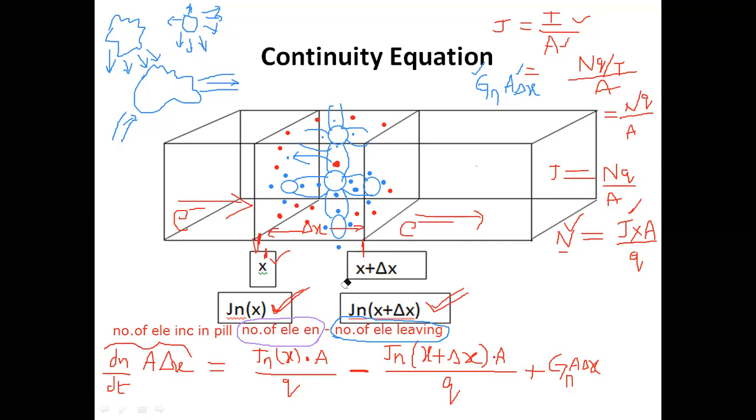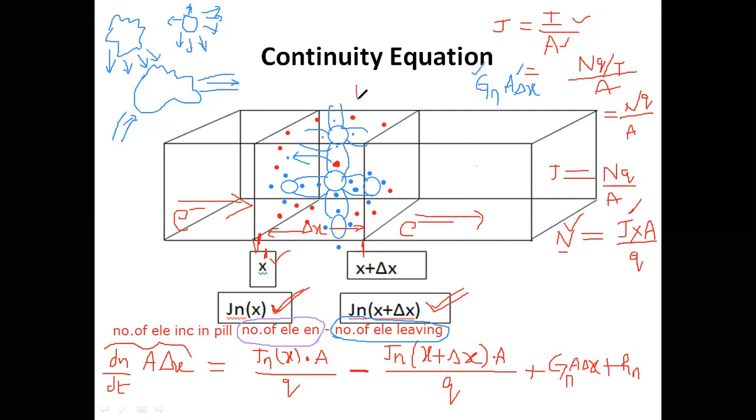So if the recombination rate increases, then the number of electrons in this pillbox will fall down. So recombination rate means a decrement in free electrons. Let us suppose Rn is the recombination rate of electrons.